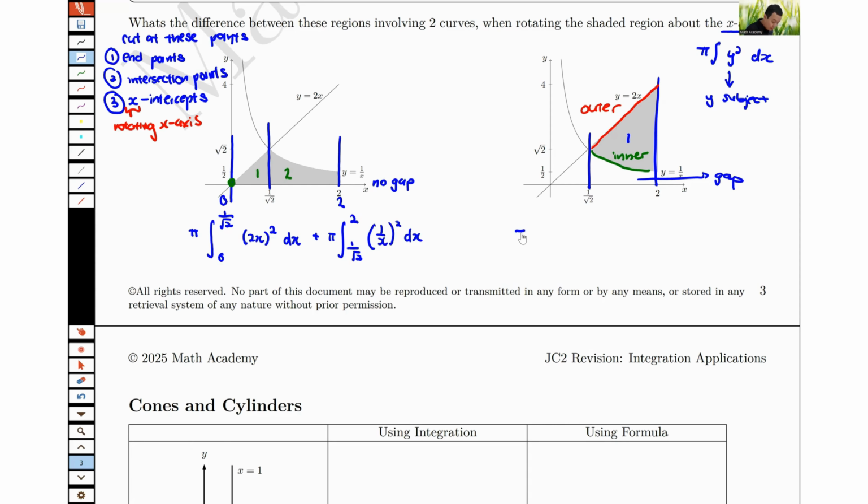Okay, so now we integrate only one region, 1 over root 2 to 2, and we take the outer square minus your inner square dx.